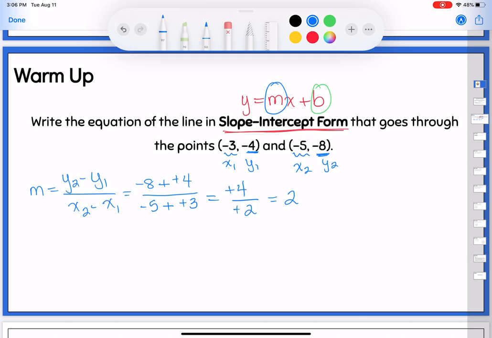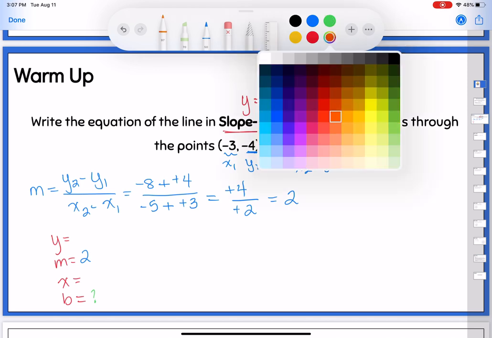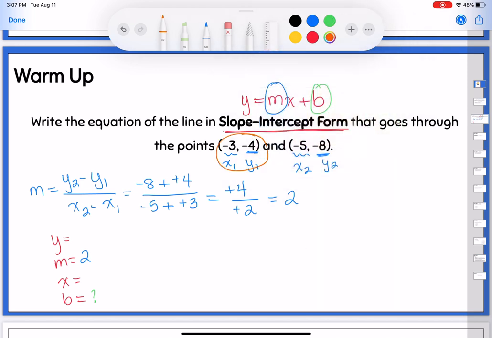Now, if I was going to write this in slope-intercept form, I still need to find b, right? So far in my list of y, m, x, and b, I just found m. M was 2. I don't know b. B is still a question mark. But I do have an x and a y, right? Now you could use either one. But I'm going to go ahead and say, let's use (-3, -4). So x would be -3, y would be -4.